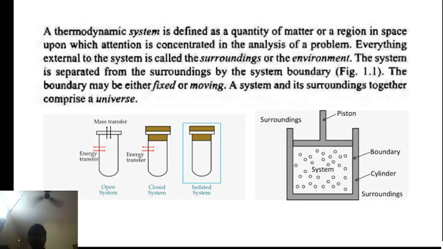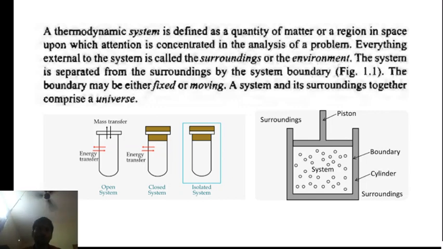Okay, so that is the system, and the remaining things are surroundings. So now you understood, I think. There are 2 points: either quantity of matter, which means selecting some particular material for research or study purposes where we want concentration for the analysis of a problem, or a region in space, which means out of a huge space we have selected a particular space for study purposes, like a school or college. And the remaining things are the surroundings, or we call it the environment.